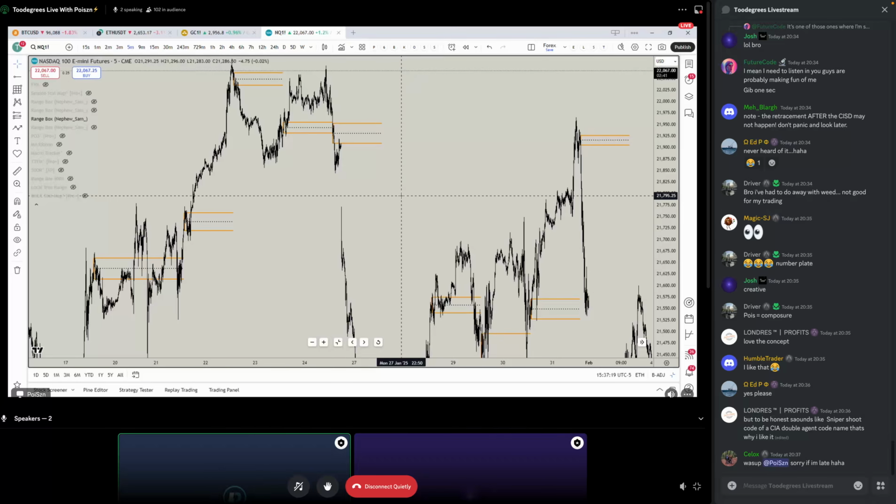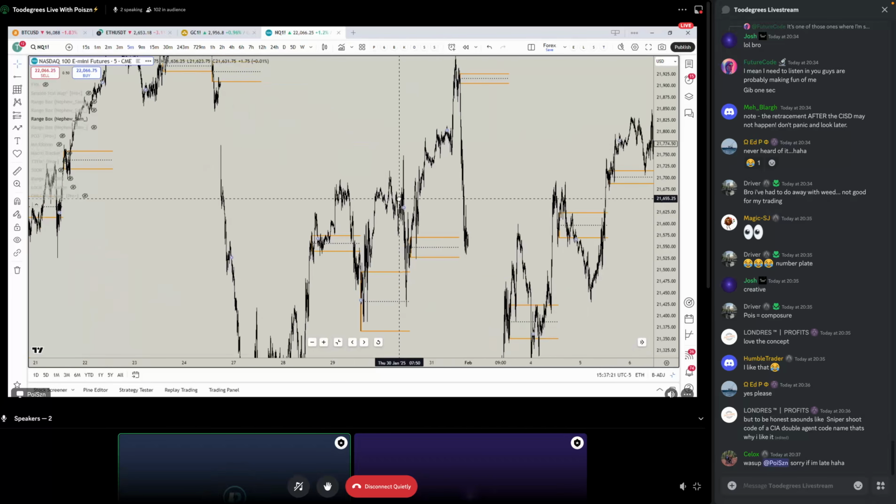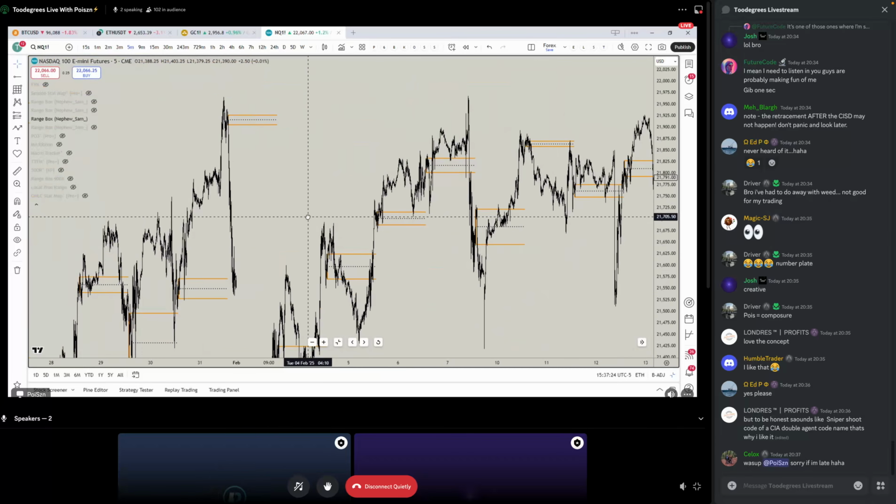Like always, we take note of the high and low of these ranges that are untapped, because it's not random, and we'll get into how not random this is next.